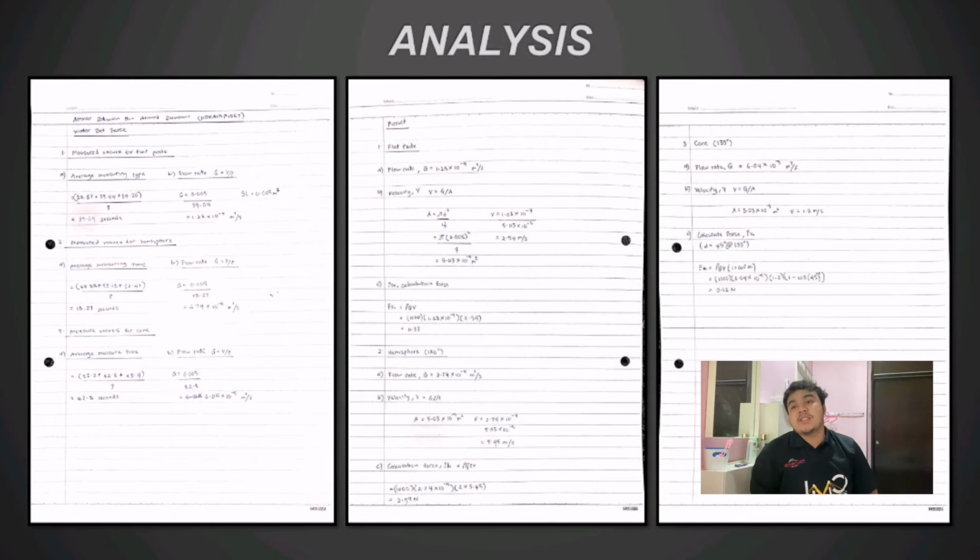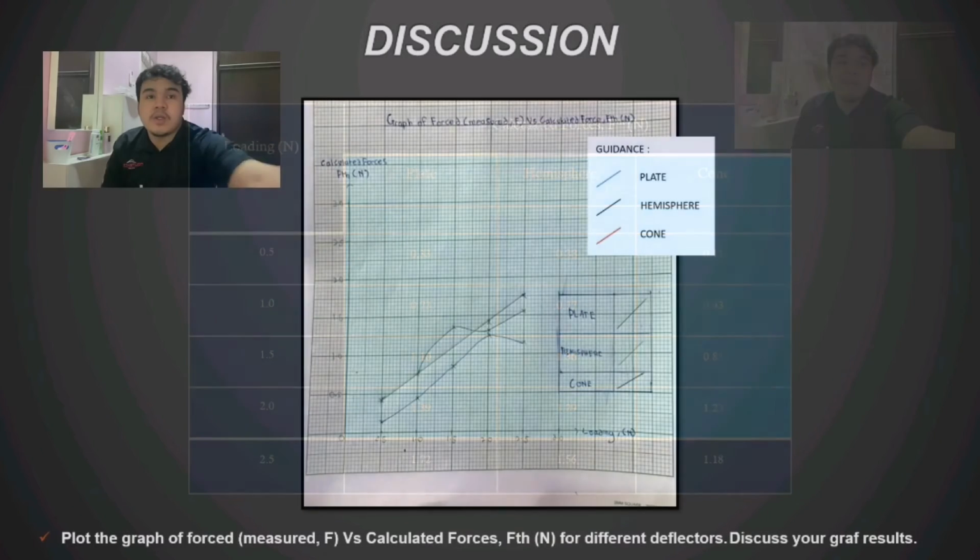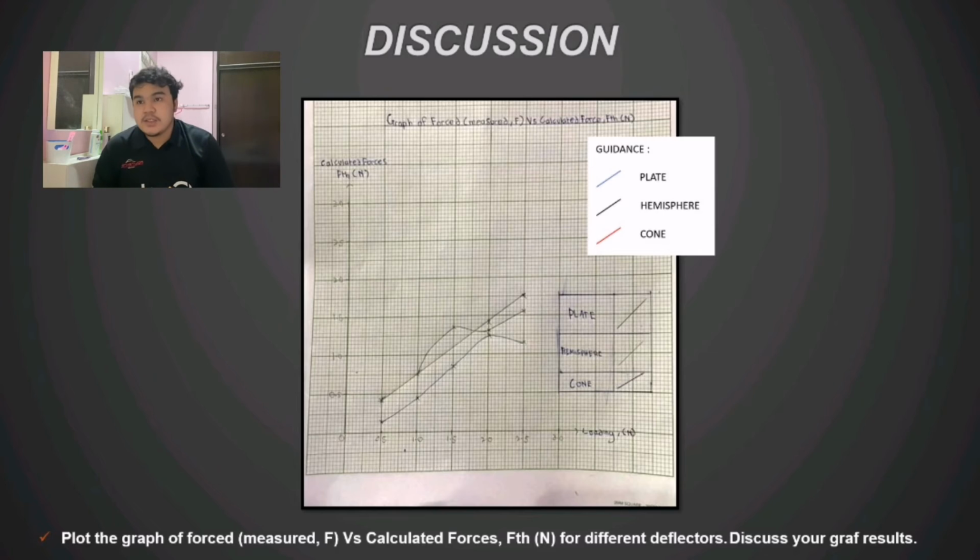Okay, this is my analysis. This is my calculation for water jet force. So this is my discussion. The next discussion is my graph. The plate is blue, hemisphere is black, and cone is red. Then plot the graph of force measured F versus calculated force FTH, and for different deflectors discuss your graph results.